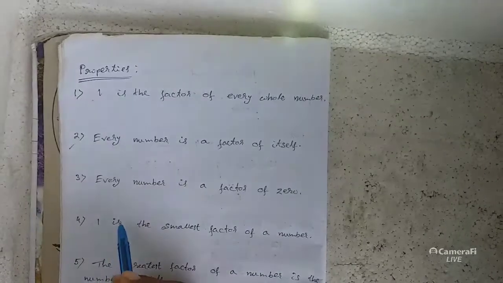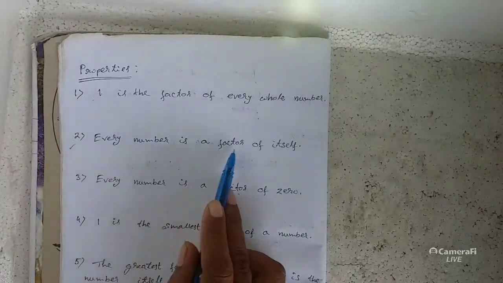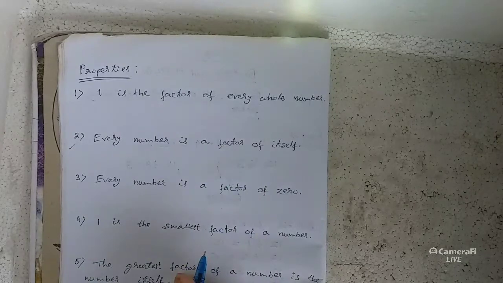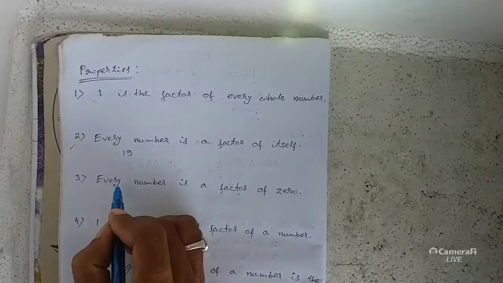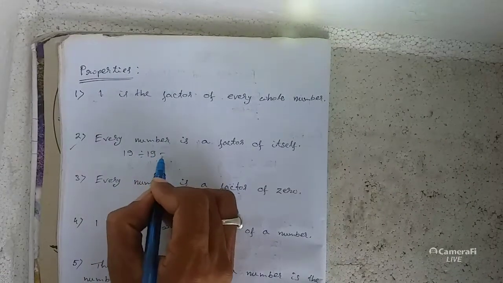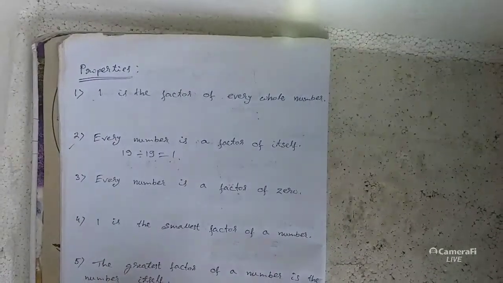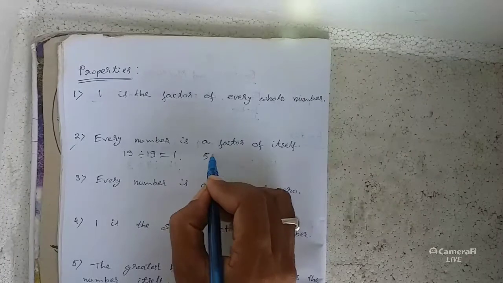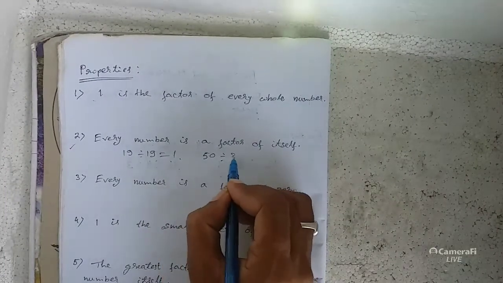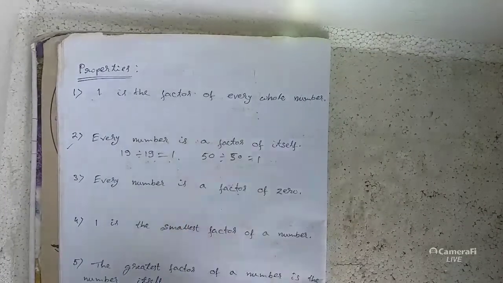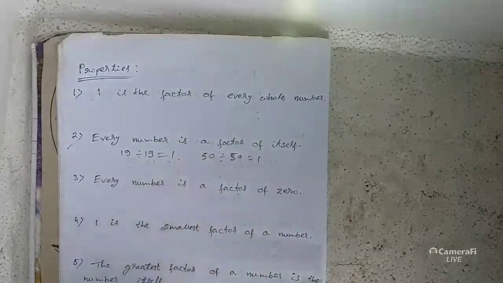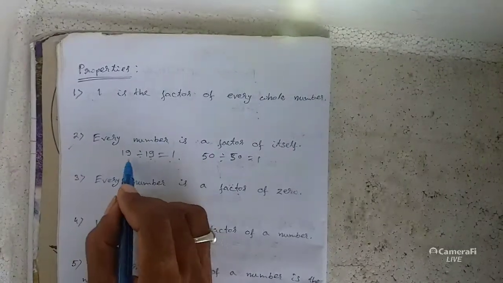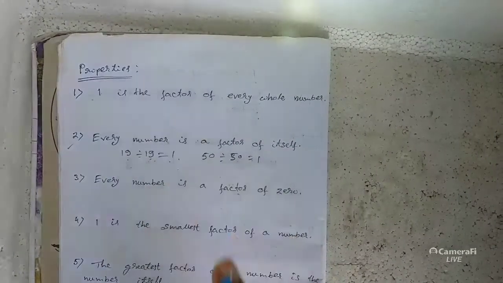Now property number 2. Every number is a factor of itself. Why? Suppose I am taking 19. So 19 is exactly divisible by 19, result is 1. If we take suppose 50, so 50 is divisible by 50, result is 1. In this way any number is divisible by itself. So every number is a factor of itself. So 19 is a factor of 19, also 50 is a factor of 50.